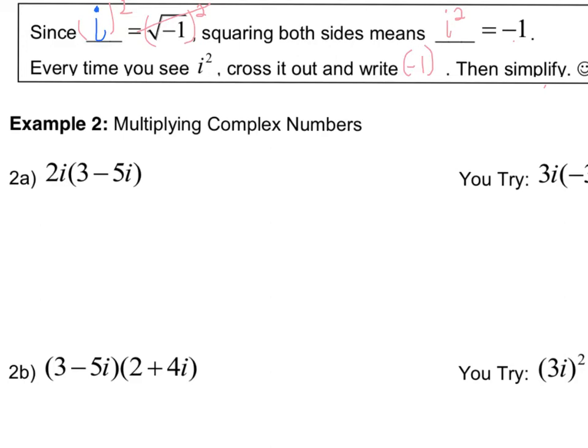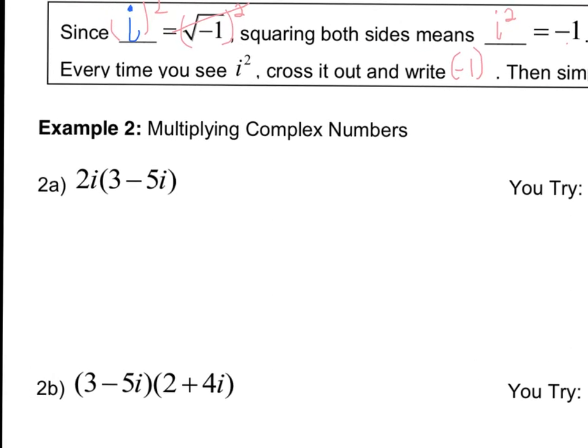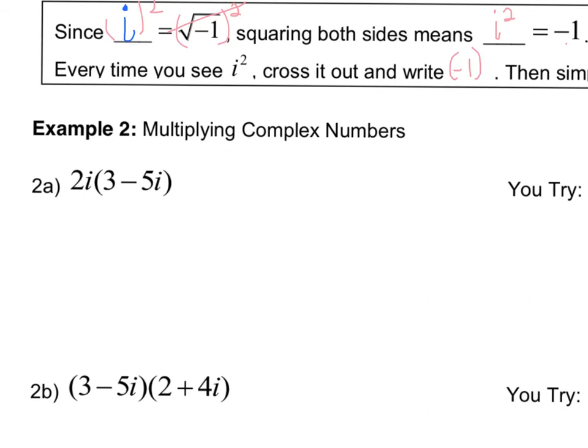So let's try that. We are going to multiply. We have a number out front, so we need to distribute it to what's inside the parentheses. So 2 times 3 is 6 with an i. Just treat that i like you would an x. If it was 2x times 3, it'd be 6x. And then 2 times -5 is -10, and i times i is i squared. Just like x times x is x squared, i times i is i squared.